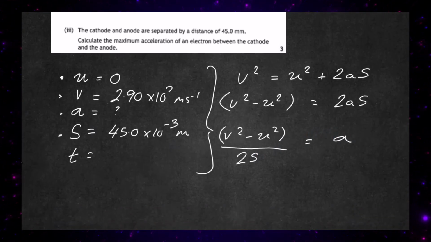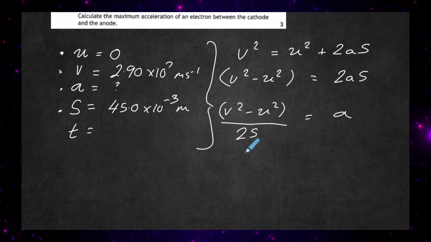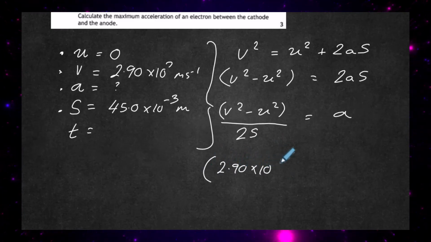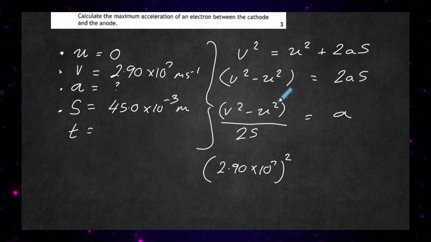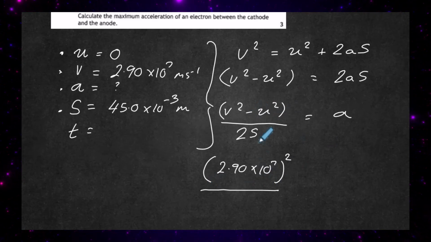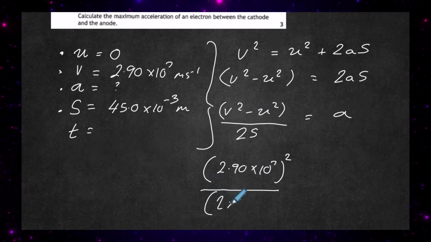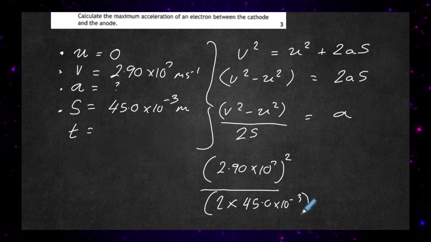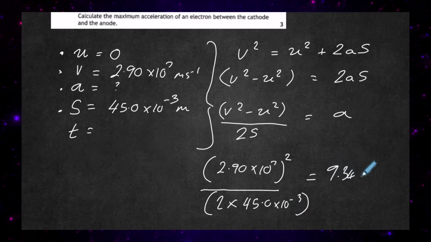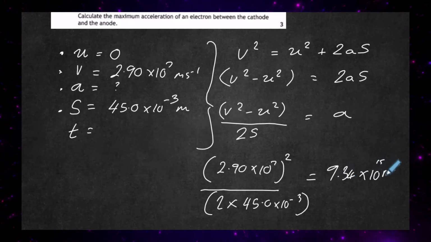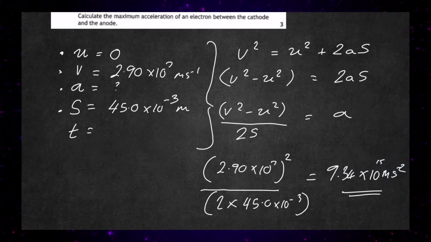So putting in the numbers, we have 2.90 times 10 to the power 7, and we're going to square that, and because u is 0 we can just forget about that. Take away 0, so we can leave that, and divide by 2 times the displacement, so bracket 2 times 45.0 times 10 to the minus 3. If we do that we get an answer of 9.34 times 10 to the power 15, and it's an acceleration, meters per second every second.